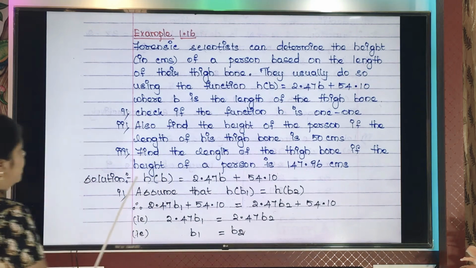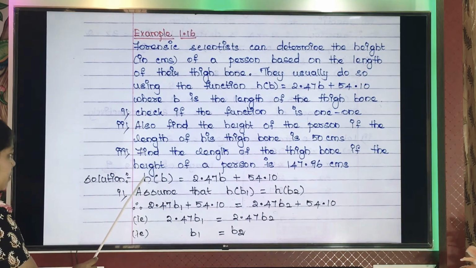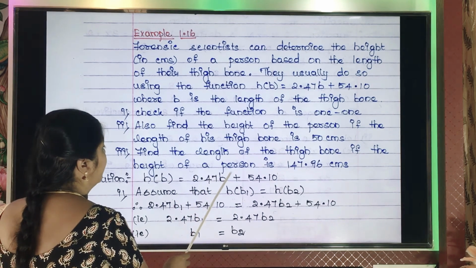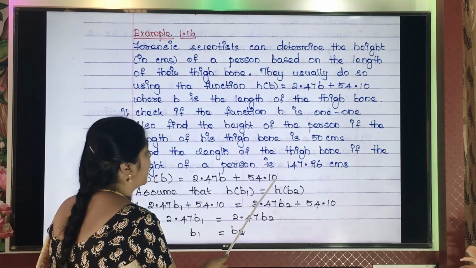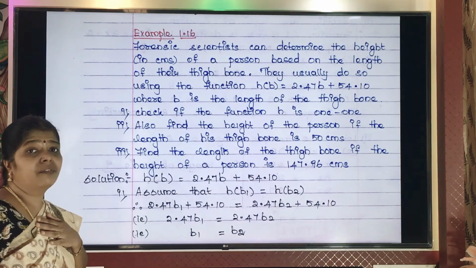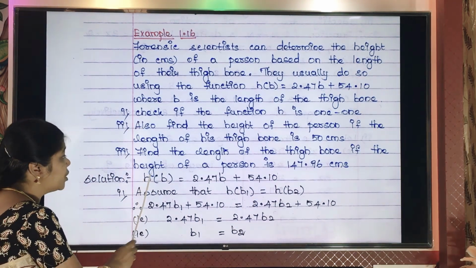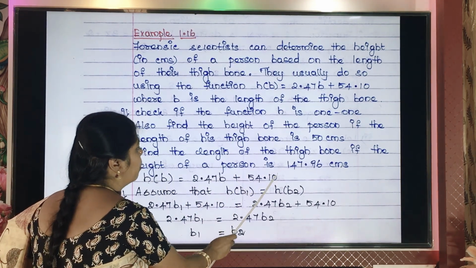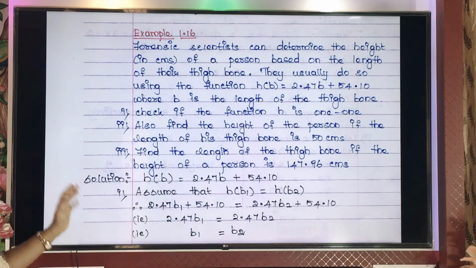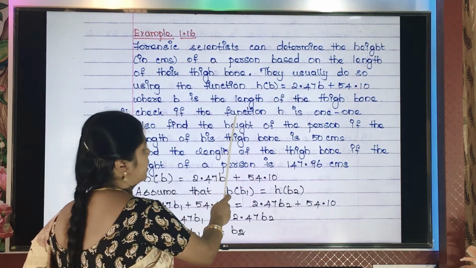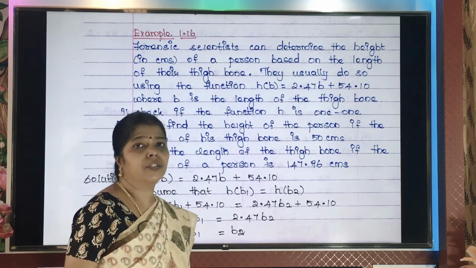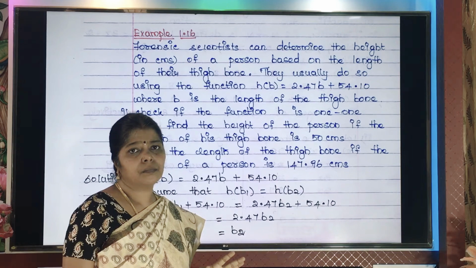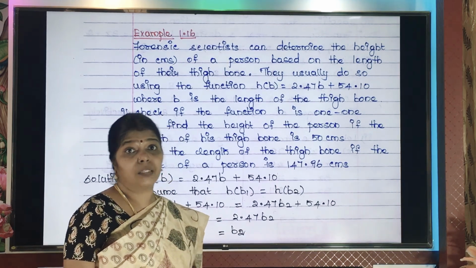Now they have given here the function H of B is equal to 2.47B plus 54.10. What is the function they have given, children? H of B is equal to 2.47B plus 54.10. And what is asked? The first question asked here is: is H a 1 to 1 function? We need to find out if H is a 1 to 1 function. How to find out whether this is 1 to 1?